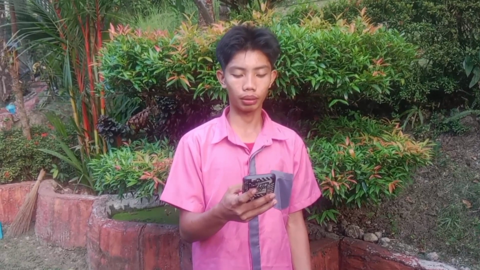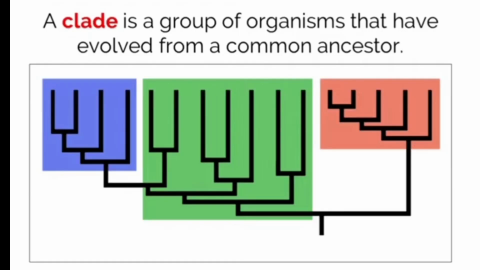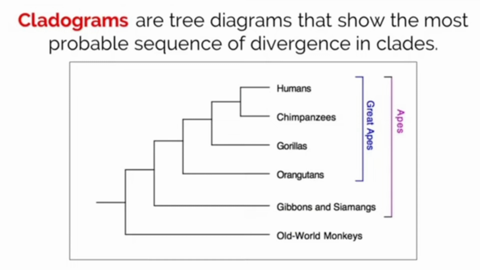Cladistics is a method used in biology to classify organisms based on evolutionary relationships. It focuses on grouping organisms into clades, which include an ancestor and all of its descendants. A clade is a group of organisms that have evolved from a common ancestor. Cladograms are tree diagrams that show the most probable sequence of divergence in clades. With this information, we can begin to identify which organisms share a more recent common ancestor compared to others.